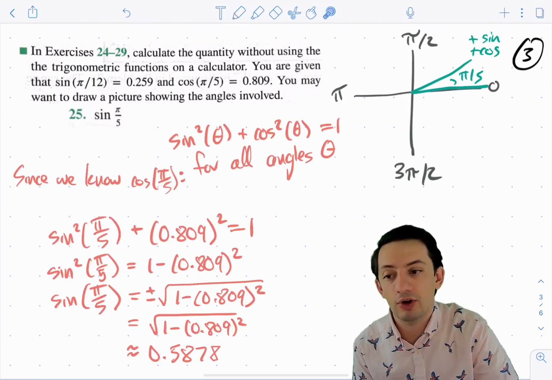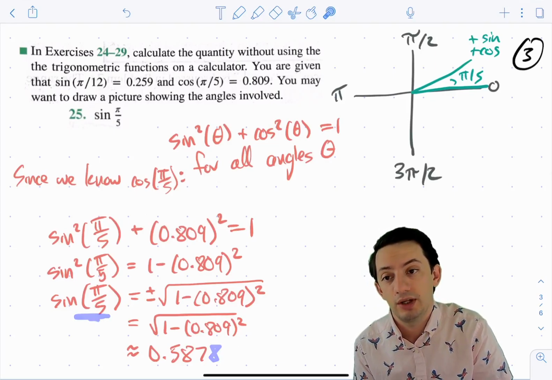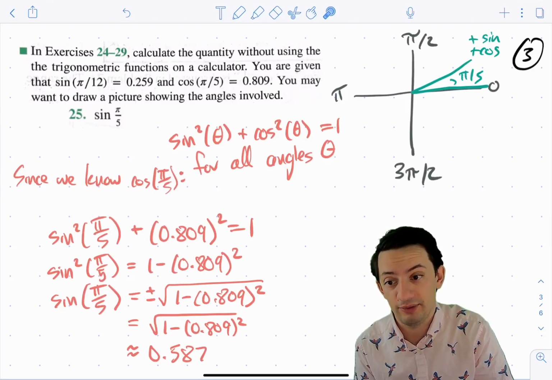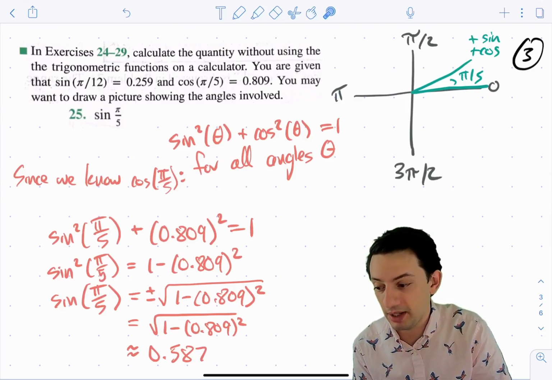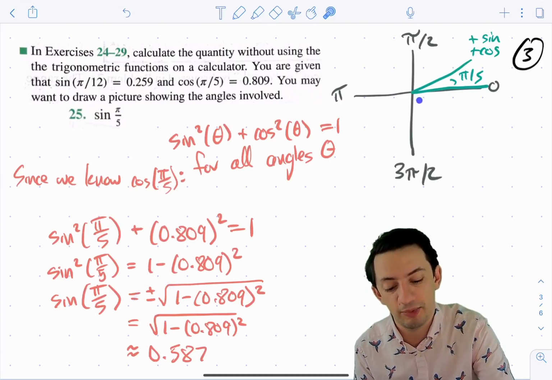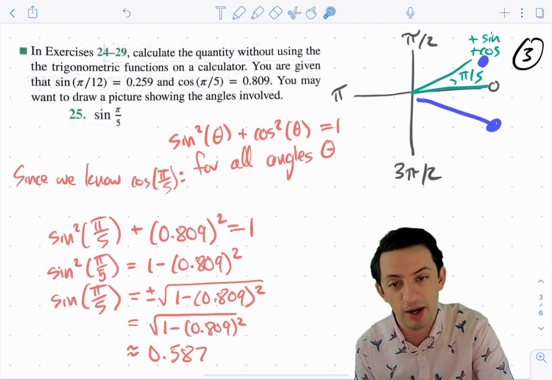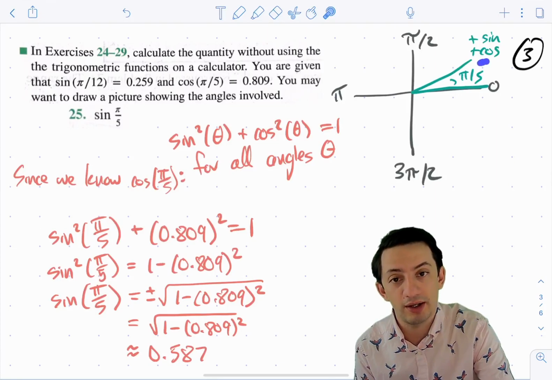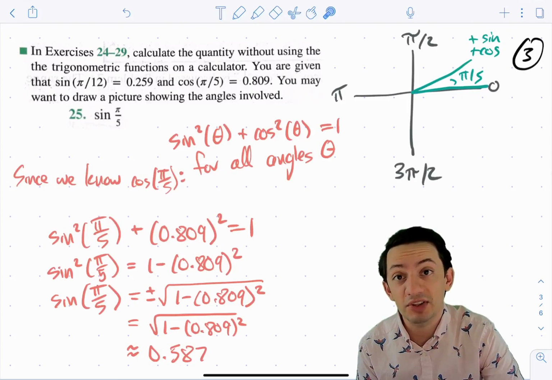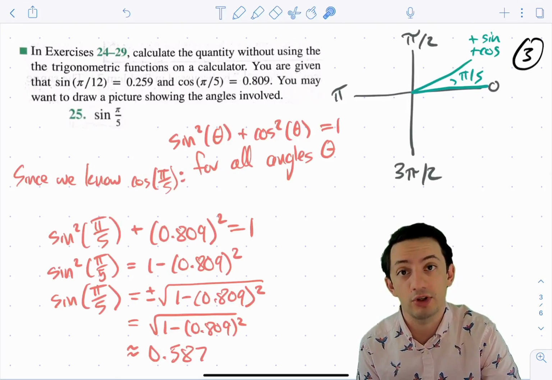Now, if we were in a different quadrant where sine were negative, like for example, if we were looking at sine of negative pi over 5, then you would have maybe a different answer for whether you pick the plus or minus sign. So for example, if it was negative pi over 5, that's going to have the same cosine because it's a positive x here and a positive x here. But up here, the sine was positive, and down here, the sine would be negative. So you really have to think about which quadrant your angle is in. There we go.